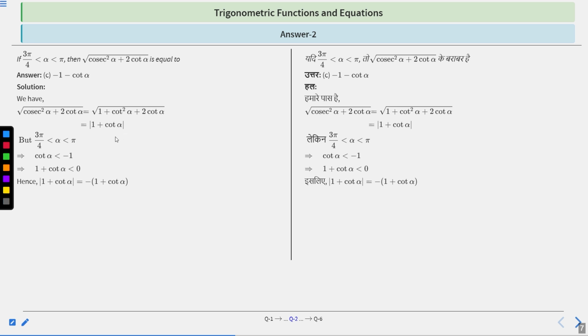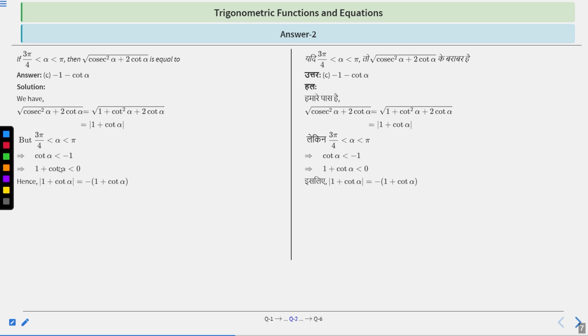1 plus cot alpha whole square. Now, root of 1 plus cot alpha whole square is basically mod of 1 plus cot alpha. Now, alpha is between 3 pi by 4 to pi. Since alpha is between 3 pi by 4 to pi, therefore cot alpha is basically less than minus 1, right? Cot alpha is less than minus 1. Therefore, 1 plus cot alpha will be less than 0.